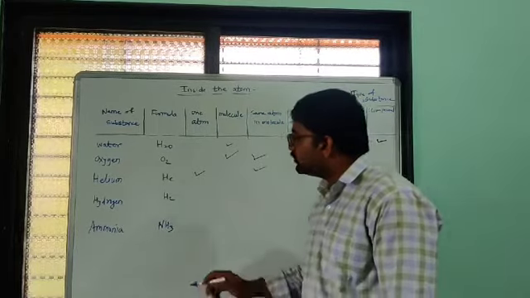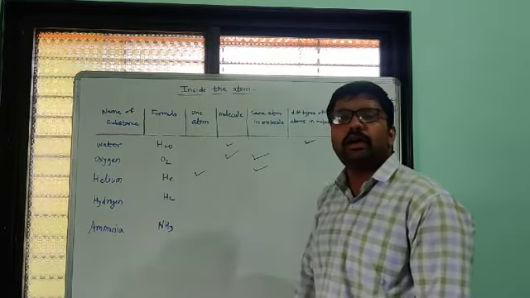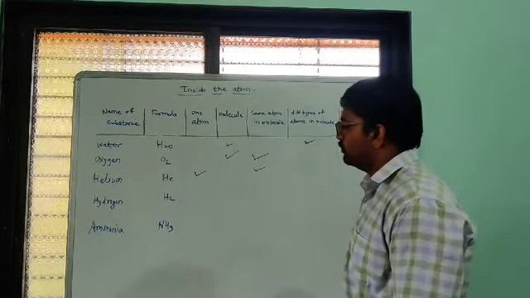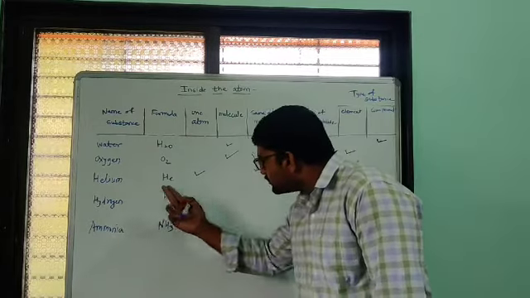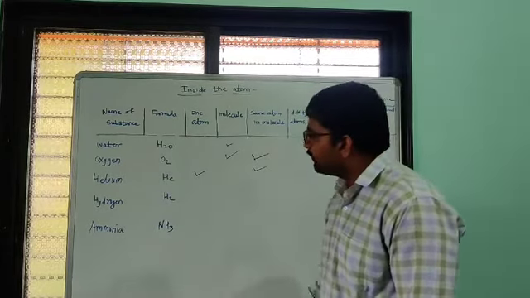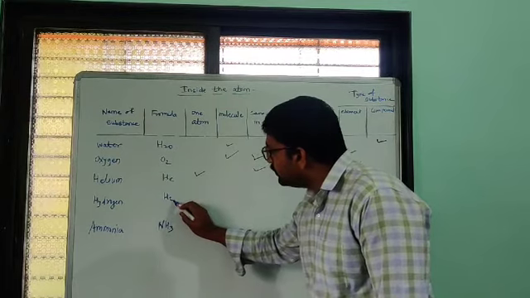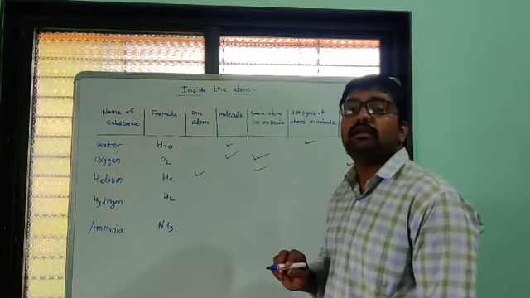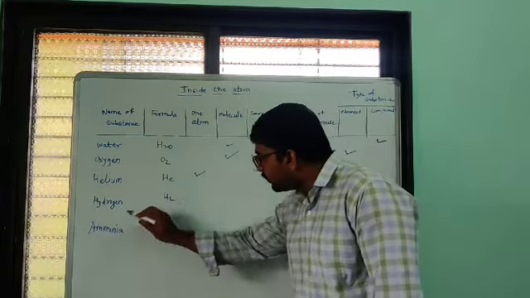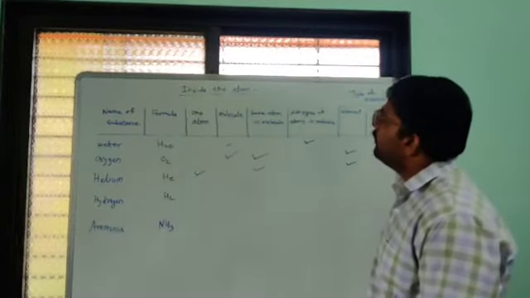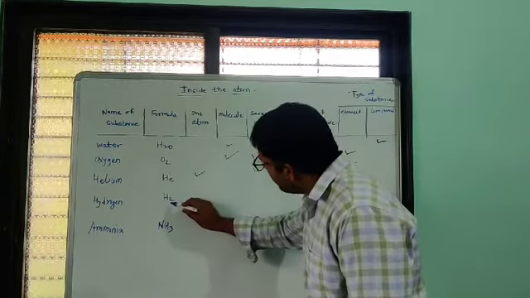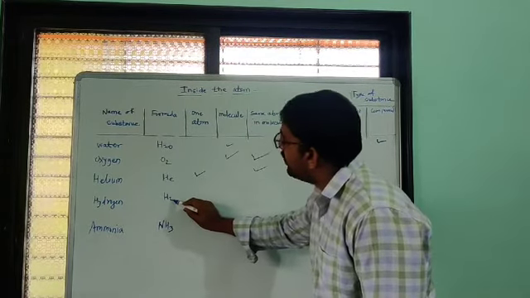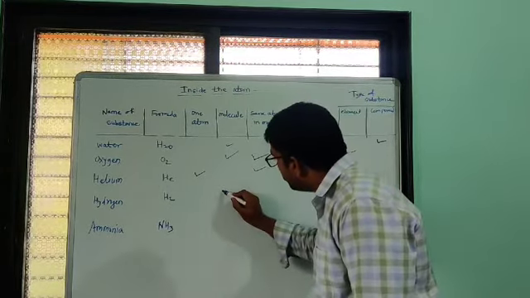Next is hydrogen. If you see the formula of hydrogen, it is H2. It means two hydrogens are combined with each other, and then H2 is formed. The 2 means two atoms. Two atoms of hydrogen come together to form hydrogen. Now, is only one atom here? No, here there are two atoms of hydrogen. So it is a molecule.